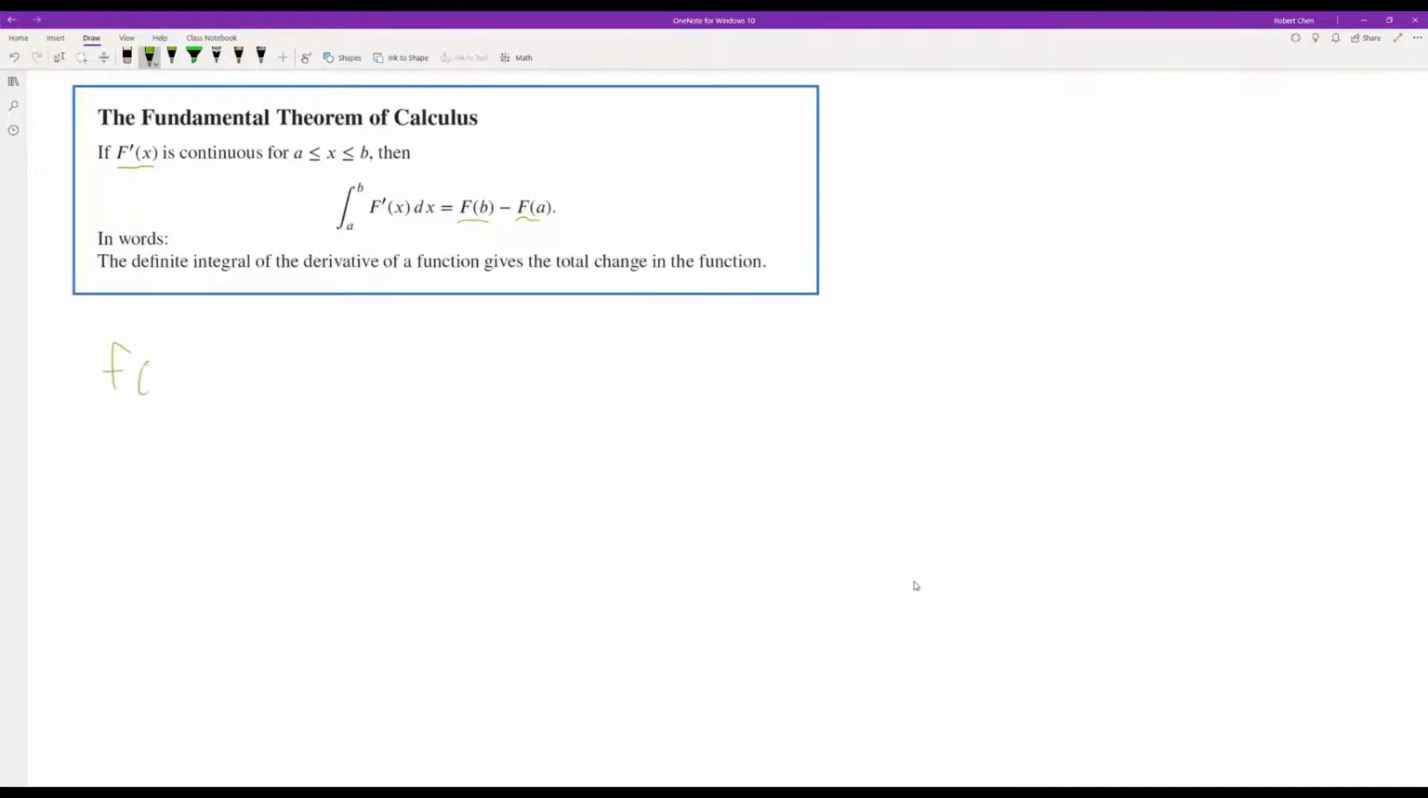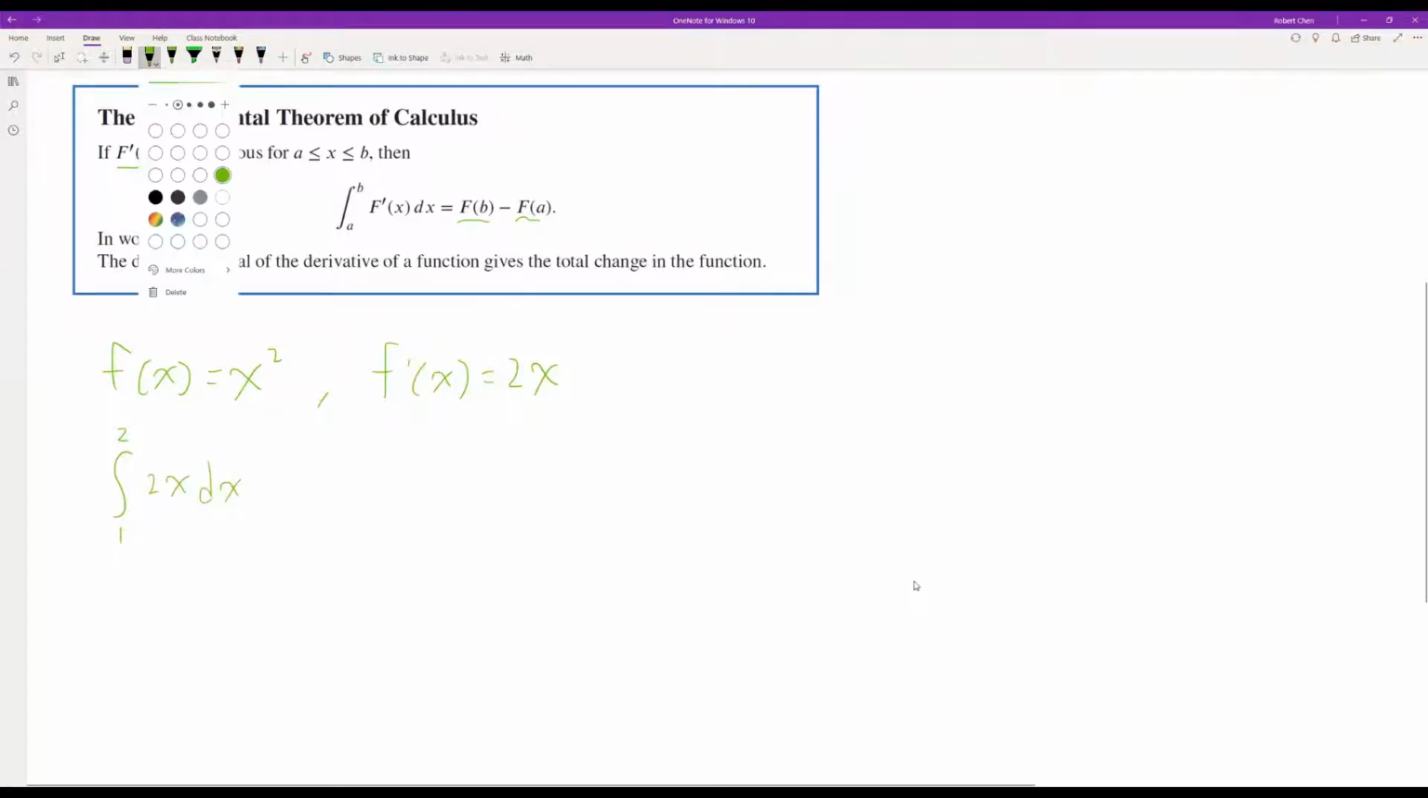Let's say we have f of x is x squared, and we know that f prime of x is 2x by the power rule. We bring down the 2 and then you subtract the power by 1. So let's say I want to take the definite integral from 1 to 2 of 2x dx. Now the 2x here is the f prime of x.